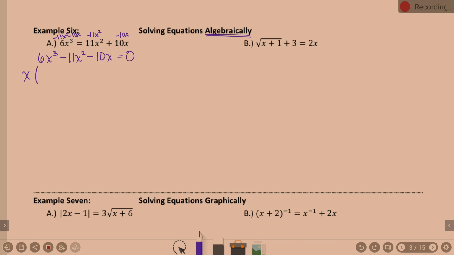6x cubed divided by x is 6x squared, minus 11x squared divided by x is 11x, minus 10x divided by x is 10. Okay, so far so good. We made it equal to 0. We factored out that GCF of x. I should have thrown that word out there, GCF. Next.